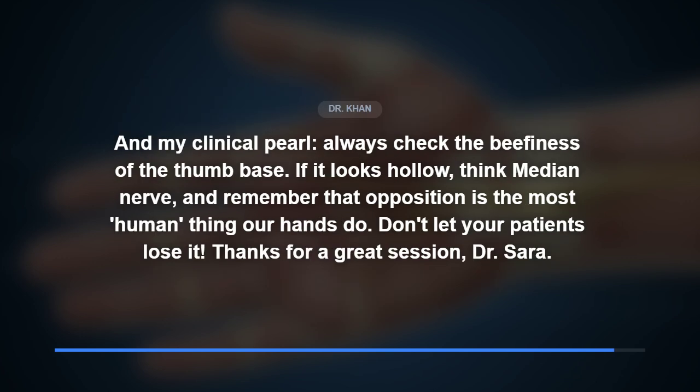And my clinical pearl, always check the beefiness of the thumb base. If it looks hollow, think median nerve. And remember that opposition is the most human thing our hands do. Don't let your patients lose it.